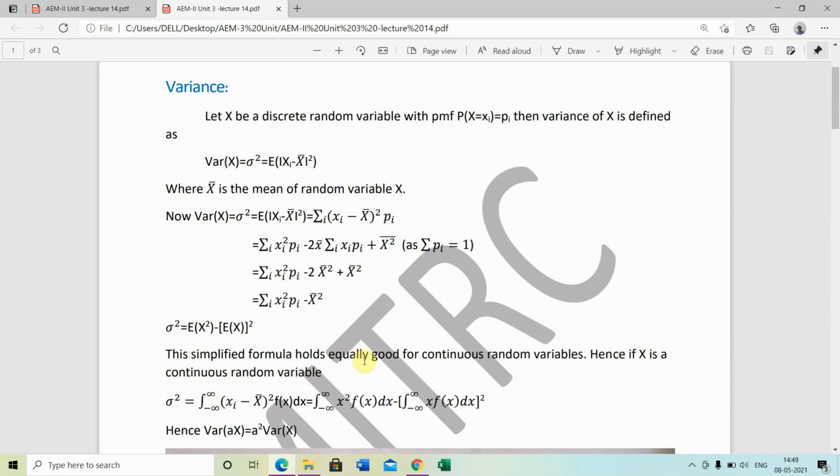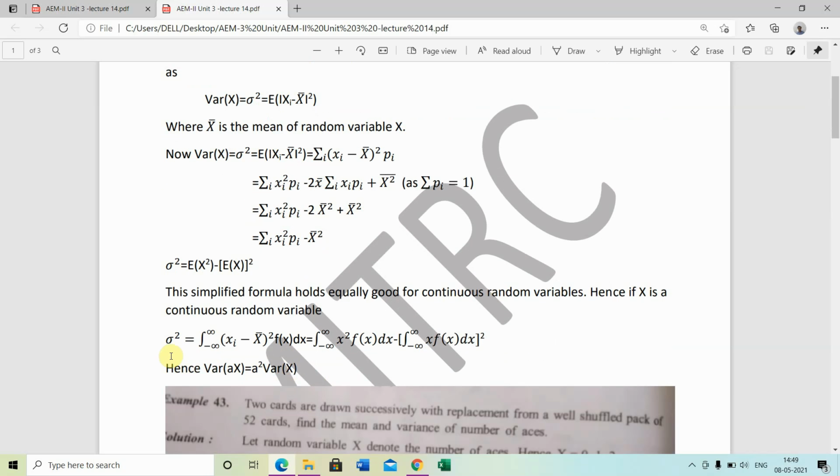The simplified form holds equally good for a continuous random variable. Hence if X is a continuous random variable, then sigma square equals integration between minus infinity to plus infinity (x minus x bar) whole square f(x) dx. Then integration minus infinity to plus infinity x square f(x) dx minus the whole square of integration minus infinity to plus infinity x f(x) dx. This way we get variance X.